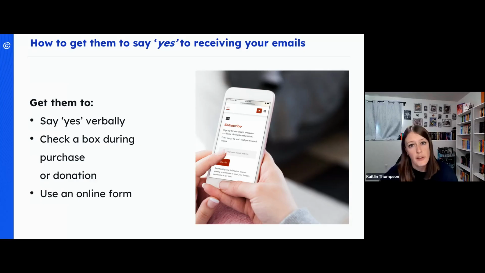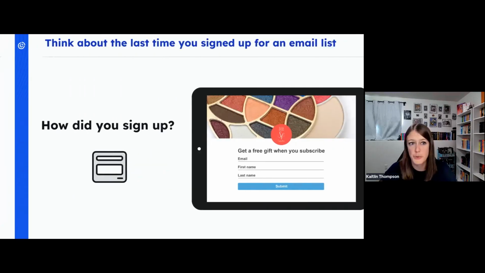There are a variety of ways people can give you permission, but really the best way is just to get them to explicitly say yes to receiving emails from you. Maybe they verbally request it in a conversation, check a box to sign up during an online checkout process, or if they're making a donation, or take action to sign up online through a sign up form. Regardless of how they sign up, they just need to know that they'll be receiving emails from you. So there's various ways to do all of that we can dive into here.